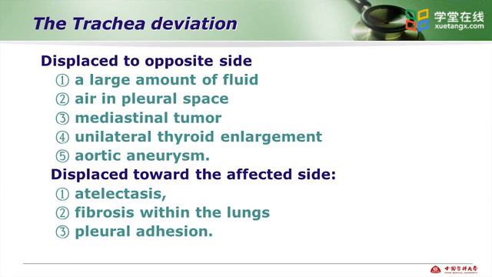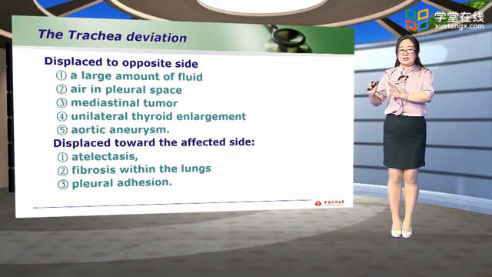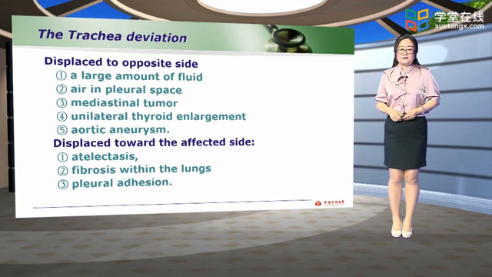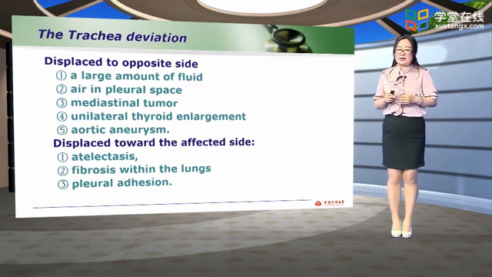Some diseases cause deviation of the trachea. If the lesion makes the cavity of the affected side enlarged, it will push the trachea to the opposite side. Such diseases include a large amount of fluid or air in the pleural space, medial sternal tumor, unilateral thyroid enlargement and aortic aneurysm. If the lesion makes the cavity of the affected side smaller, it will pull the trachea to the affected side. Such diseases include atelectasis, fibrosis within the lungs, and pleural adhesion.